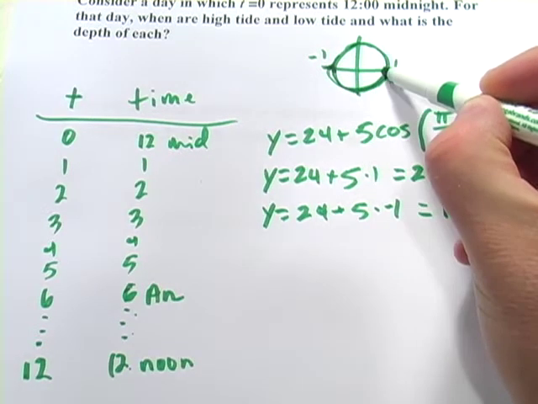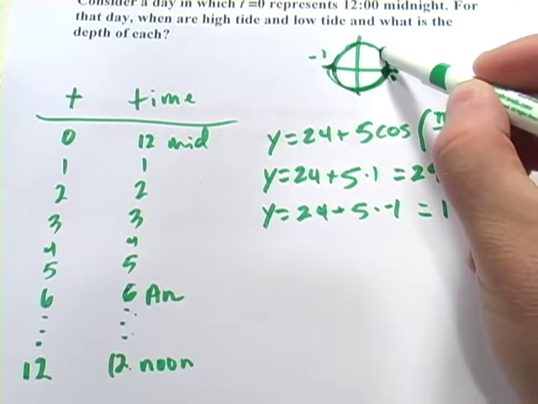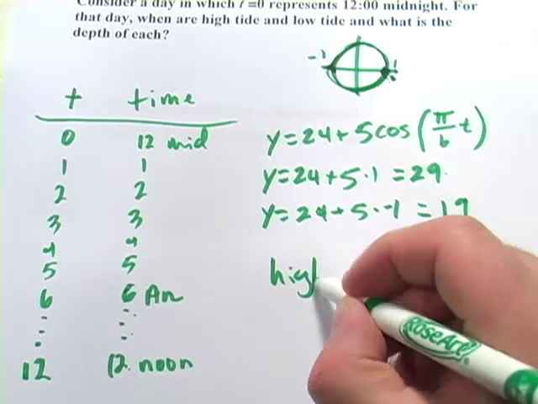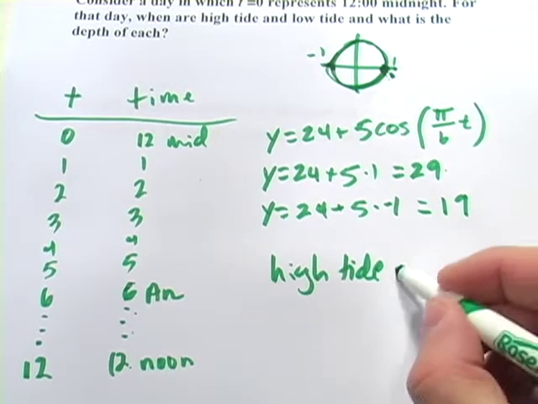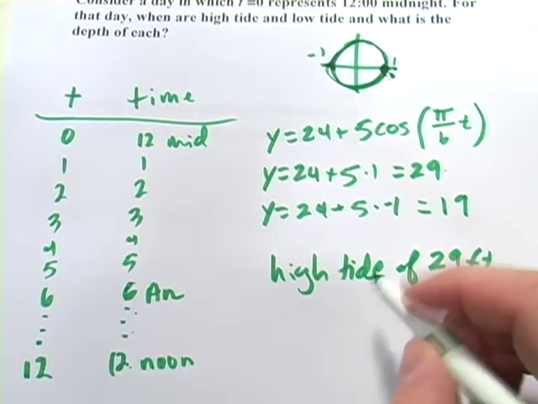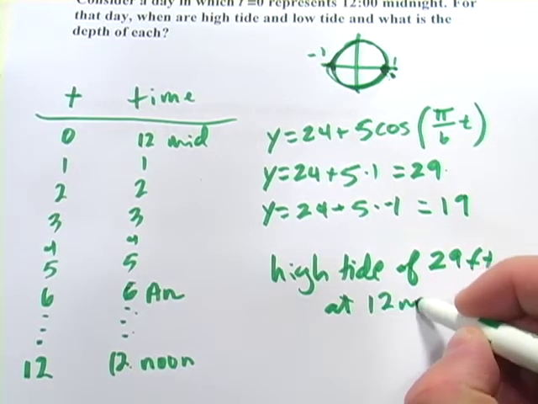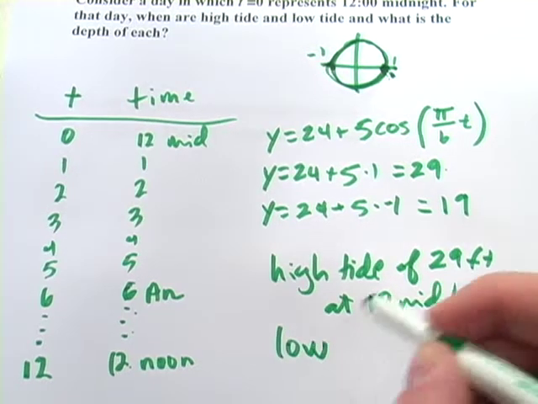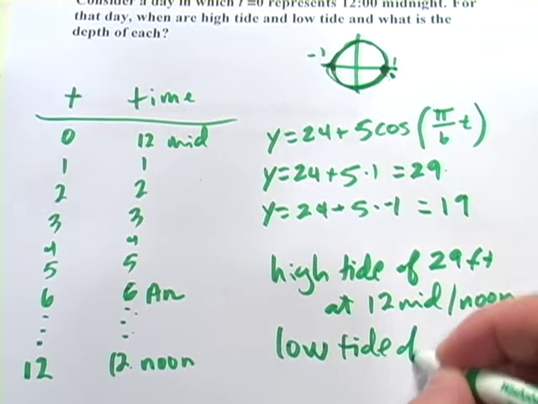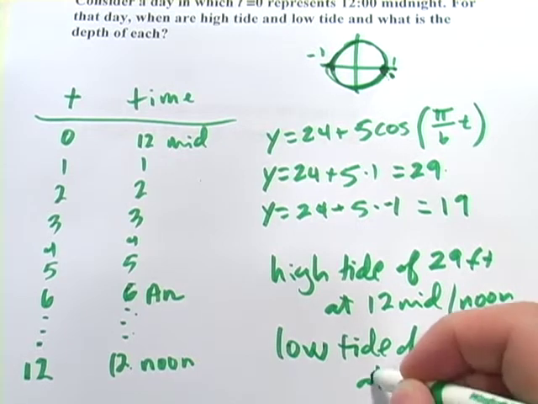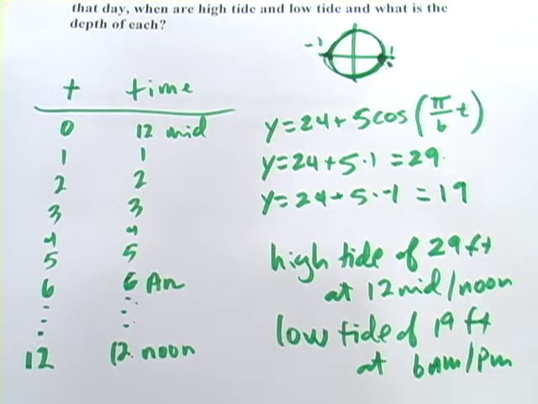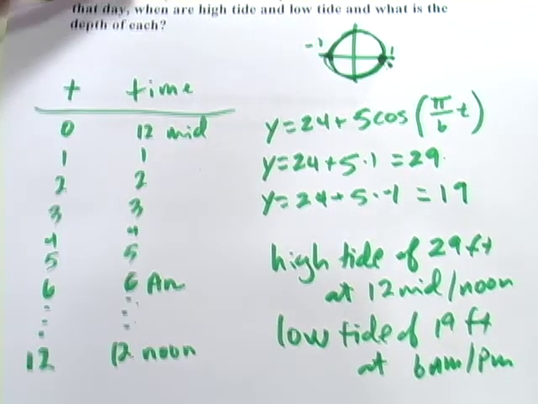Then it goes back to 12 noon where it's at its high point again, continues on to 6 p.m. where it's at low tide again. So we would have high tide of 29 feet at 12 midnight and noon, and low tide of 19 feet at 6 a.m. and 6 p.m. And that's how to solve that problem. Let's look at some different ones.